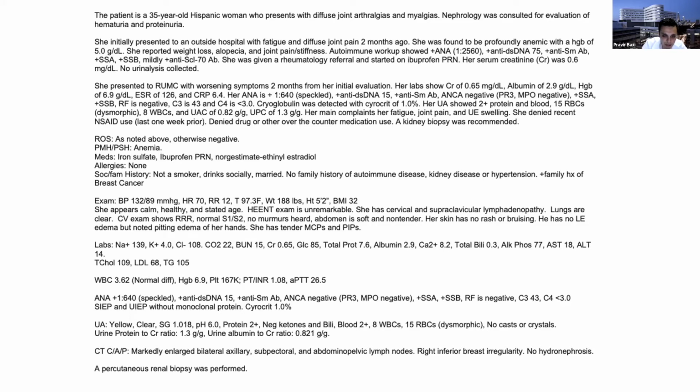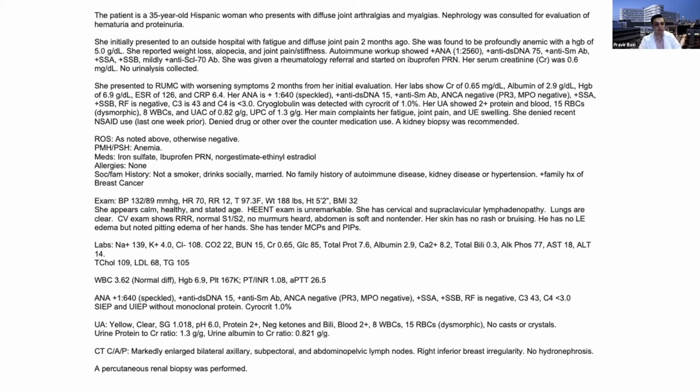Serologies, as I mentioned above. The only thing I should add there is that Hep B, Hep C, and HIV were checked, and those were all negative. Her UA, as I mentioned previously as well, showed 2+ blood, 2+ protein, 15 RBCs, a urine protein creatinine ratio of 1.3 grams, and a urine albumin creatinine ratio of 0.8.